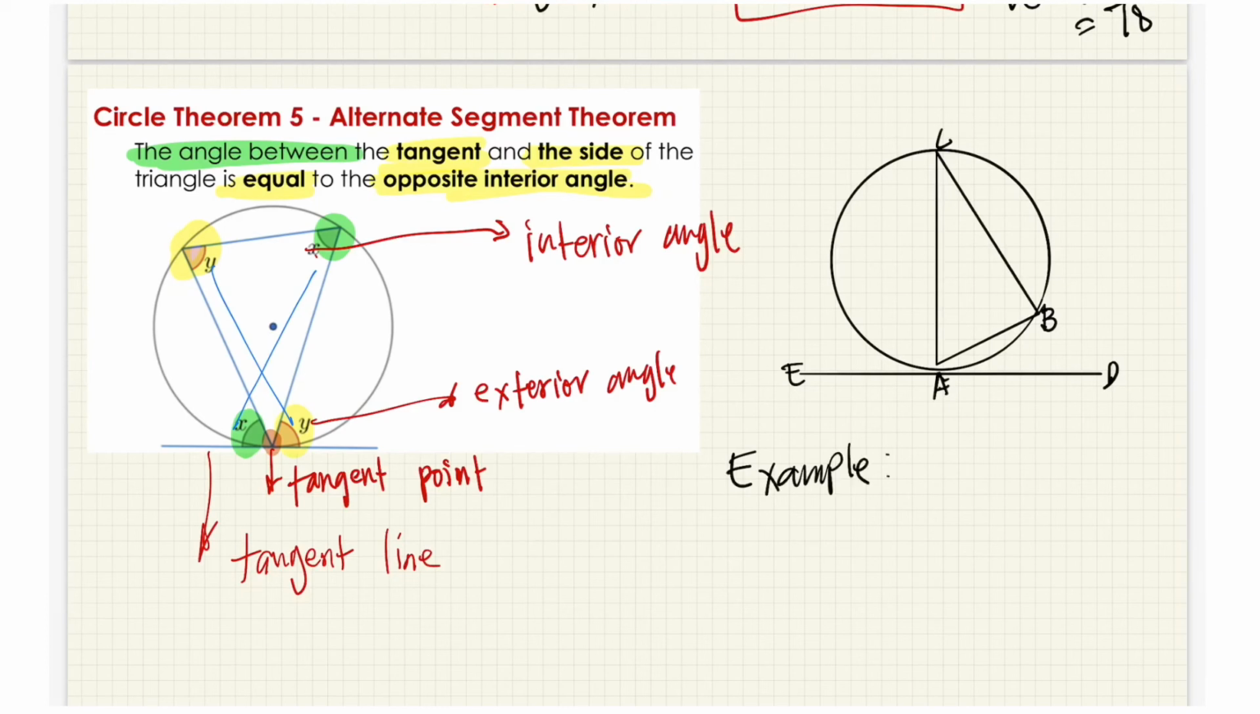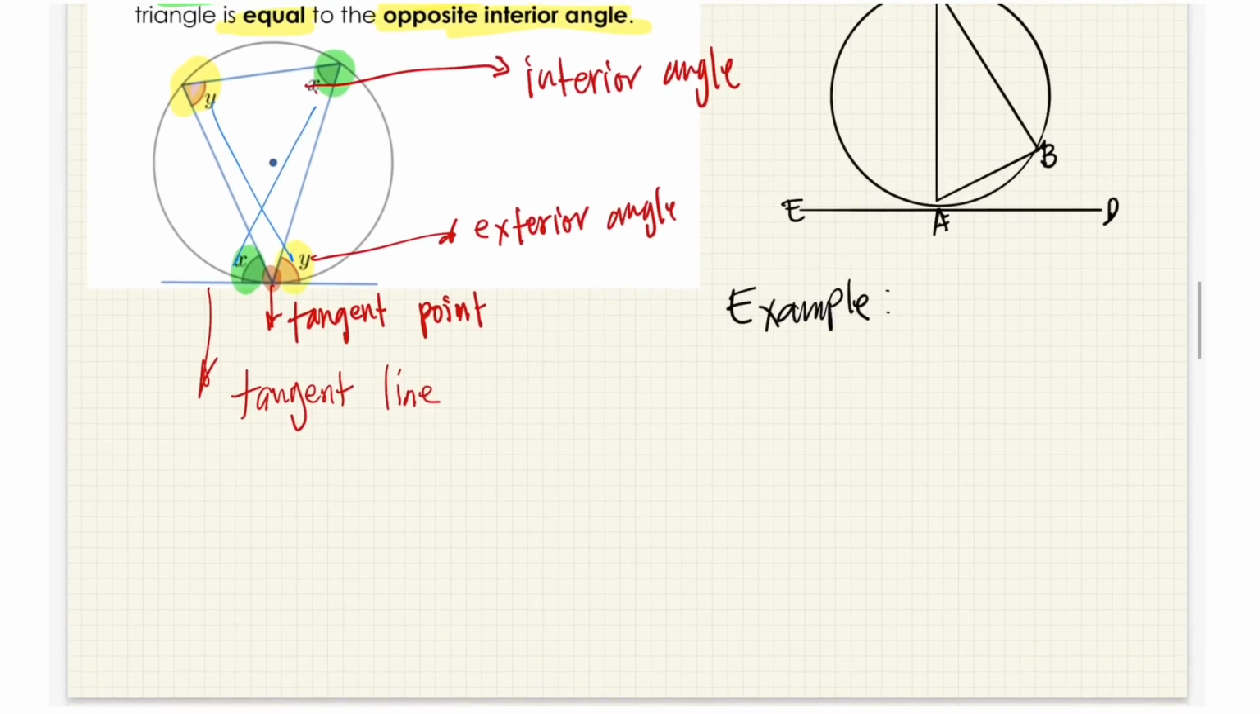Now, for example, if angle BAD is equal to 19 degrees, find angle ACB. Find angle ACB.